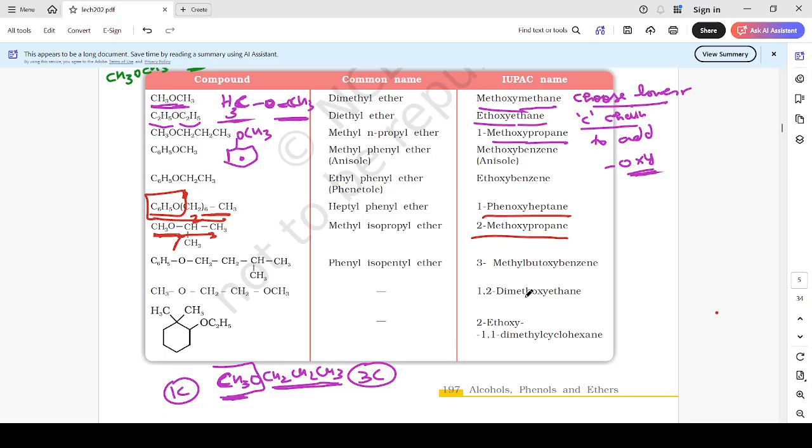Correct? Look at this now. 1, 2, 3, 4. At the first position, I'm having this.